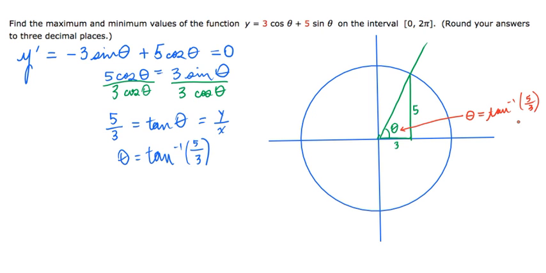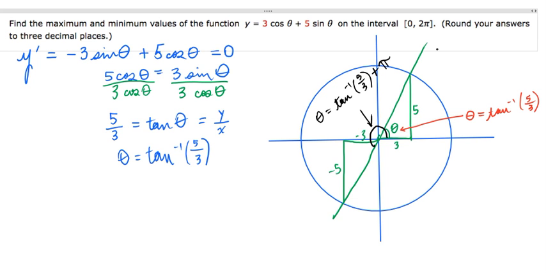That's its exact value. Now to get the other corresponding value, it's going to be pi radians around, or 180 degrees around, where that y value is negative 5 and that x is negative 3, so the ratio is positive 5/3. So that angle goes all the way around like that, and it's equal to this theta, tangent inverse of 5/3, plus pi radians. So that angle, we'll call it theta as well, is equal to tangent inverse of 5/3 plus pi radians.